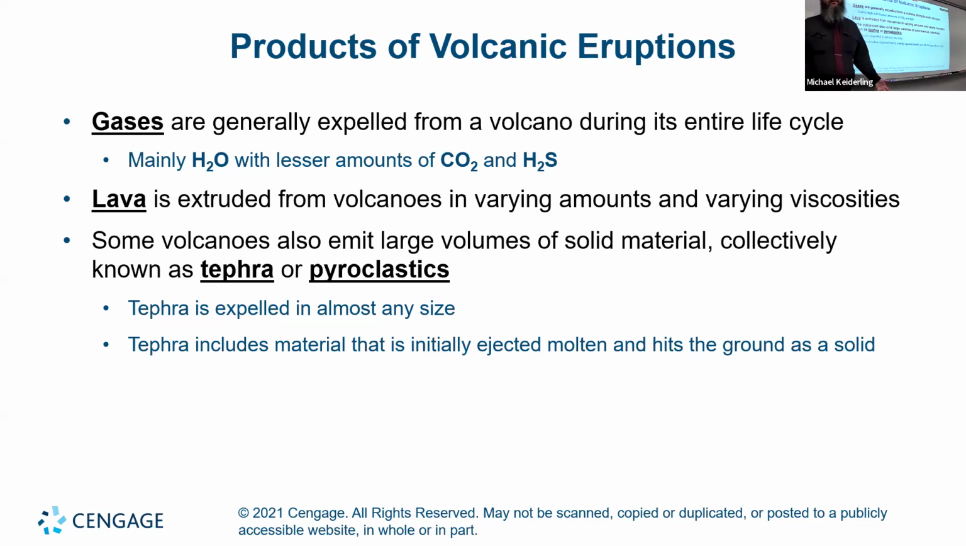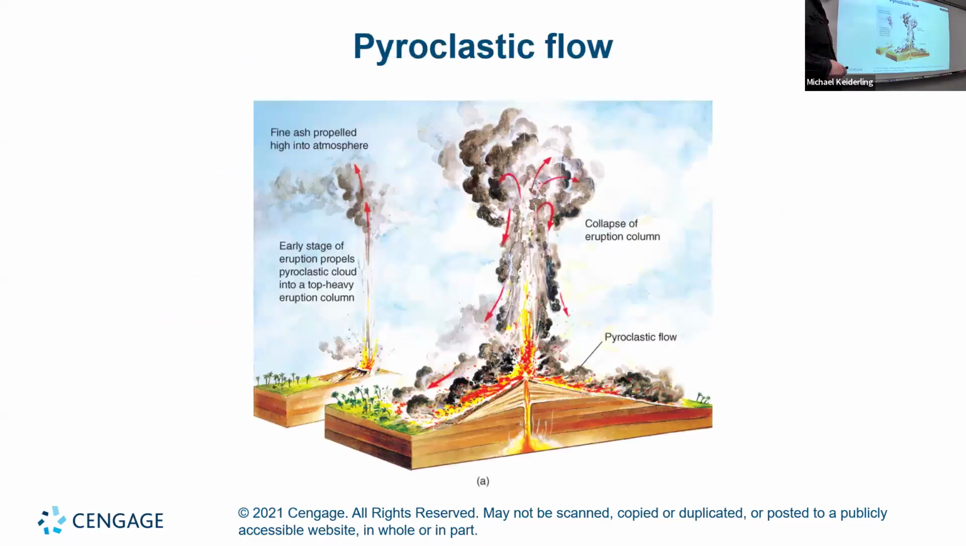It includes material that's initially ejected molten and then hits the ground as a solid as well. So a lot of the ash and dust you get actually comes out liquid, solidifies in the air, and comes down. You can also have lava bombs, which are larger lumps of lava that come out as a big ball. They cool in the air and drop down. They come down round instead of irregularly shaped.